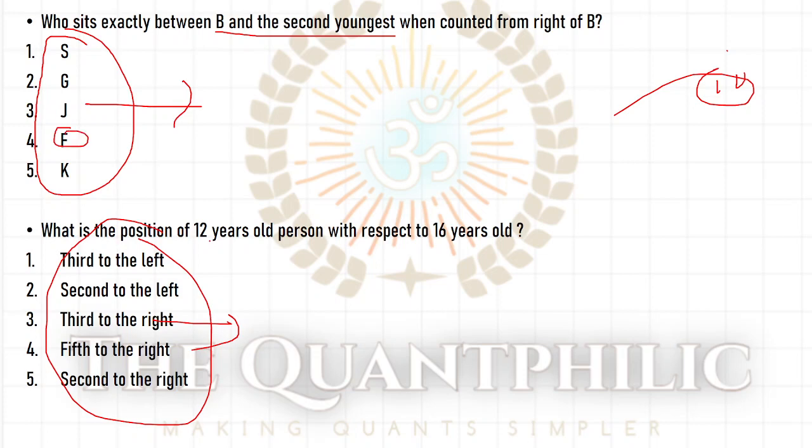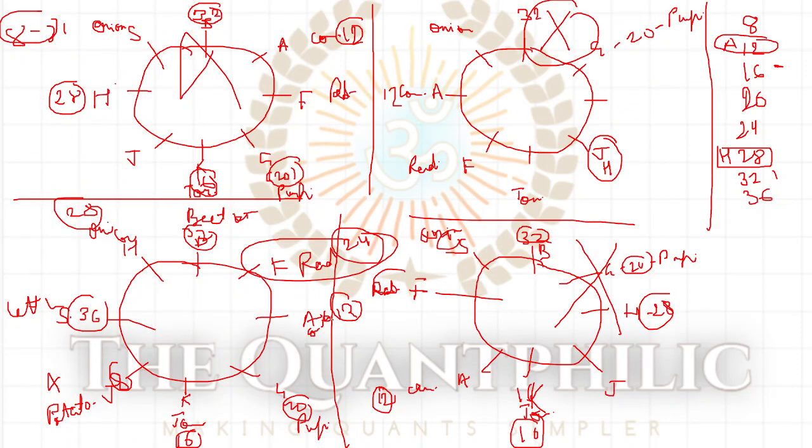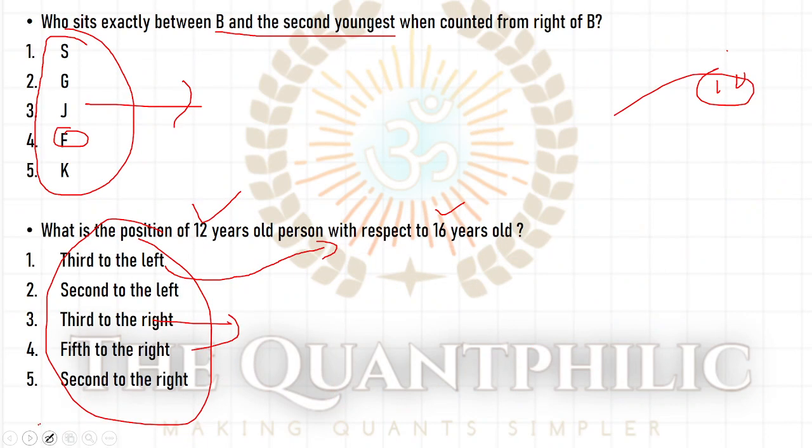What is the position of 12 years old with respect to 16 years old? Now in this, many times people get confused about what to answer. So what you do is you just have to place the option and that you have to answer. You get confused about with respect to whom to answer, 12 or 16. So you just place the option. So 12 years old person is first to the right, second to the right of 16-year-old person. So second to the right, this is the answer. So 12-year-old person is second to the right of 16-year-old person.